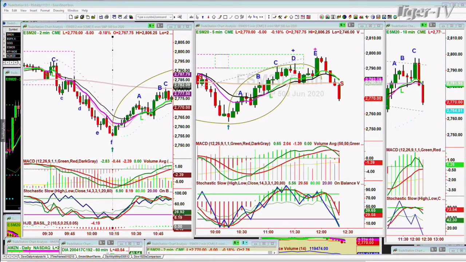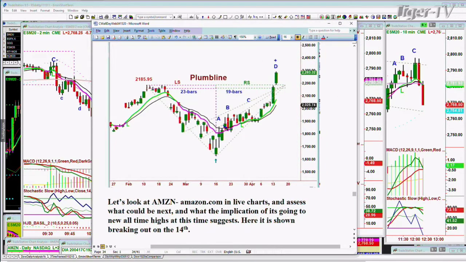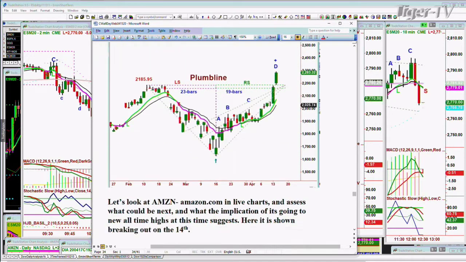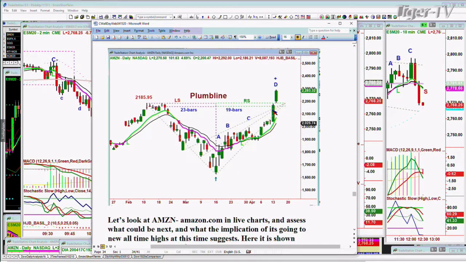This is kind of fun. I had it drawn. I updated it, I think, on Tuesday because I was going to have it on this curriculum that I sent out, and it was actually right to there. And I had written, let's look at Amazon.com and live charts and assess what could be next. I was preparing that we would do that, and what the implication is of it going to new all-time highs at this time suggest. And that was there.